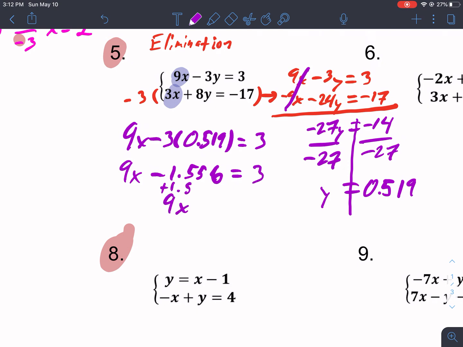Because you got to add that 1.556 plus 1.556 equals, so then 3 plus 1.556 is 4.556. Then you're going to divide that answer by 9. You're going to get 0.506. So sorry about this one.